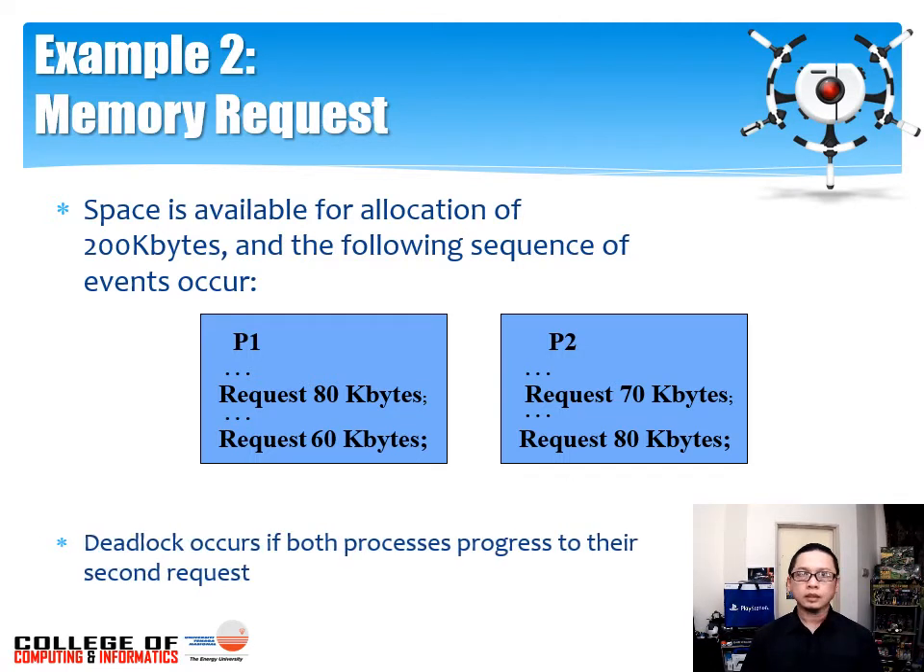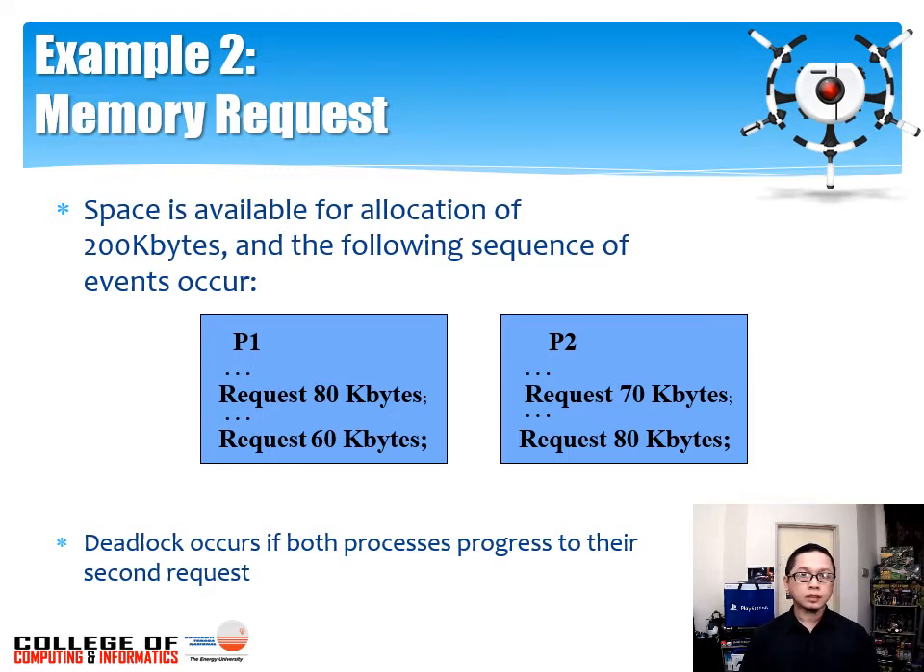Now, see this second example. In this example, imagine there are just 200 kilobytes of memory available. You have P1 and P2 requesting the use of resources. Take note, P1 for the first instruction is requesting 80 kilobytes of memory, and then P2 is requesting 70 kilobytes of memory. So how much memory has been used by both processes? 80 plus 70, you have 150 kilobytes actually being used.